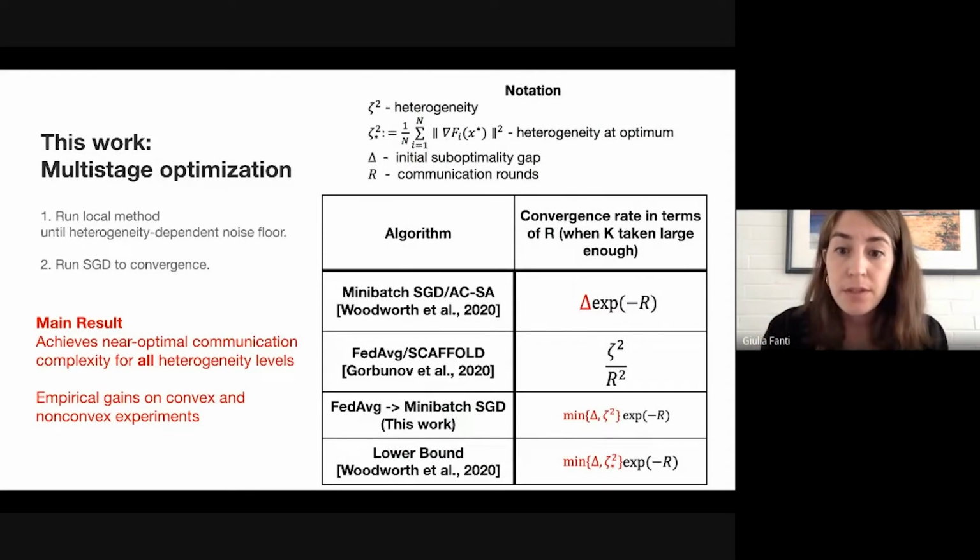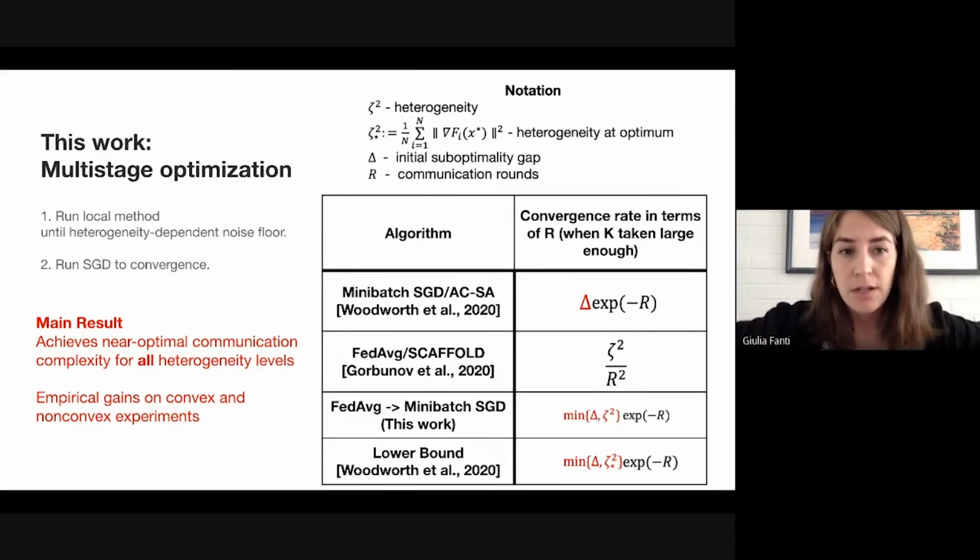So the purpose of this work was to try to answer if any algorithm can match. And the answer is yes, at least nearly. And the approach is to use multi-stage optimization. So the idea is simple. We start by running a local method until some heterogeneity-dependent noise floor, and then we'll switch over to mini-batch SGD and run that until convergence.